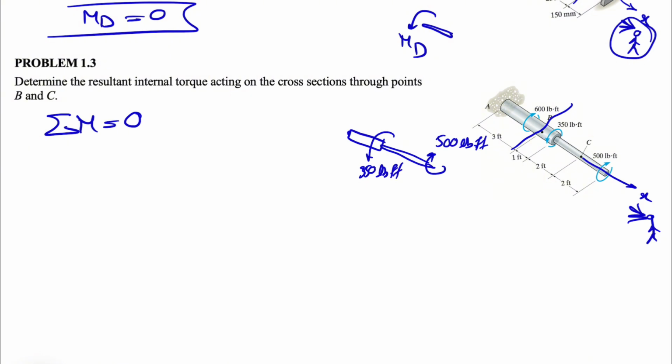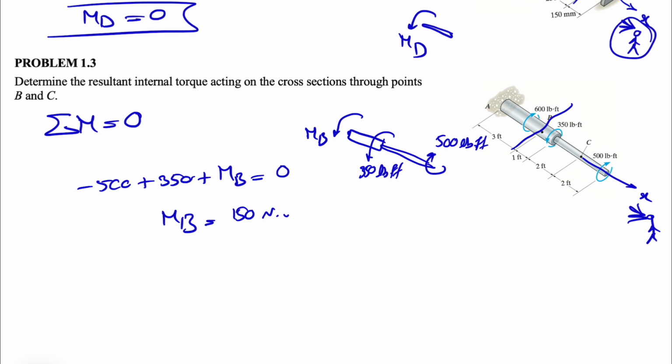As we can see, the other moment at B has to be in this direction in order to cancel out the 500. So we call clockwise negative, so minus 500 plus 350 plus the torque at point B is equal to 0, and from here we can find MB has to be 150, and the direction is the direction that we are showing in the figure.